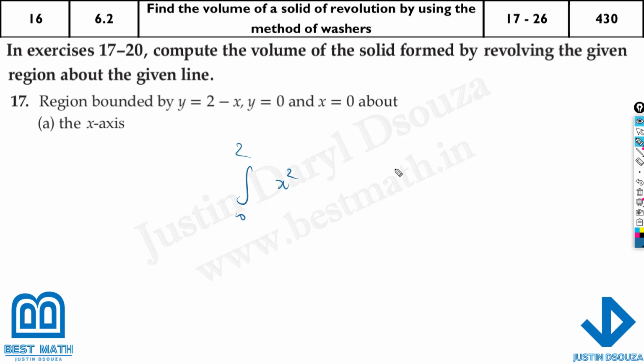It'll be integrate this, that is x to the power 3 by 3, and then apply the limits 2 and 0. That means x changes to 2 cubed by 3 minus 0, upper limit minus the lower limit. And then what is the answer here? It is 2 to the power 3, that's 8 by 3.